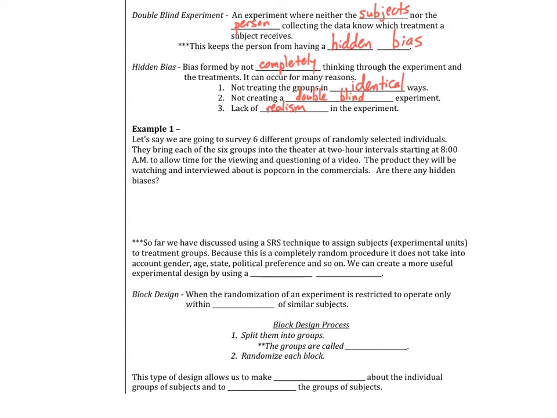So if in school there's 6 groups that are being brought down to watch a video, and then they're going to question you about that, and the video you're watching is a commercial about popcorn and how you feel about the popcorn. So one group will go from like 8 to 9, then one group will go 9 to 10, then 10 to 11, then 11 to 12. Is there any kind of bias that may happen?